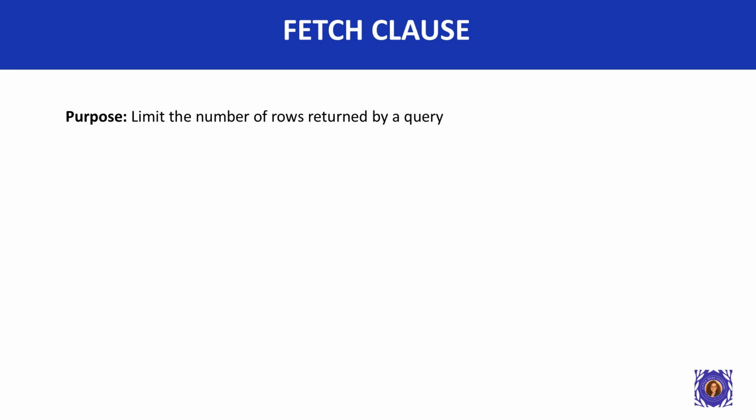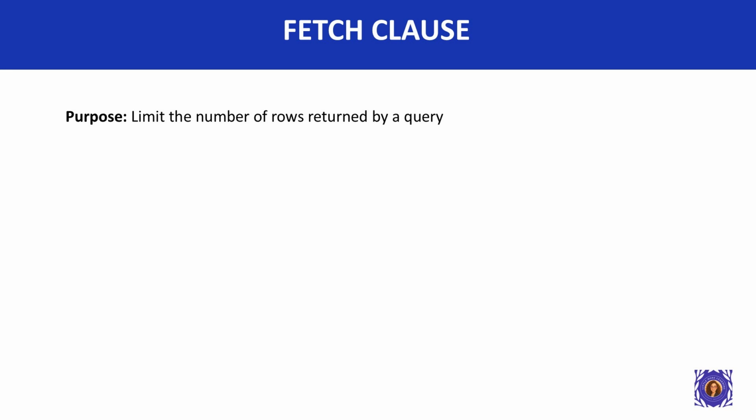If you've ever built a web application or mobile app, you've definitely dealt with pagination. You know, showing 10 results per page, with next and previous buttons. The fetch clause is SQL's elegant solution for this common requirement. But fetch isn't just about pagination. It's about precision control over your result sets.